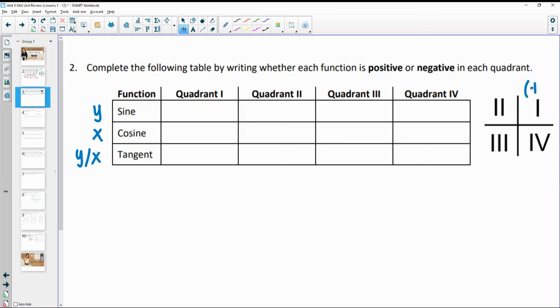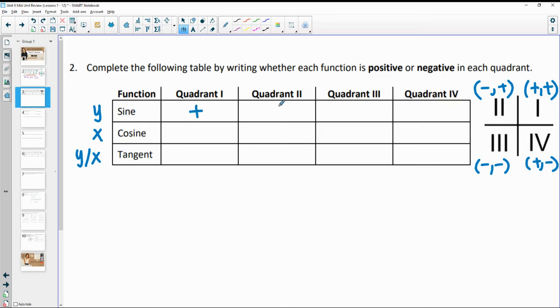So remember in the first quadrant, they're both positive. In the second quadrant, the x is negative and the y is positive. Third quadrant, they're both negative. And fourth quadrant, we have a positive x and a negative y. So when we say sine, we're saying, is the y positive or negative?